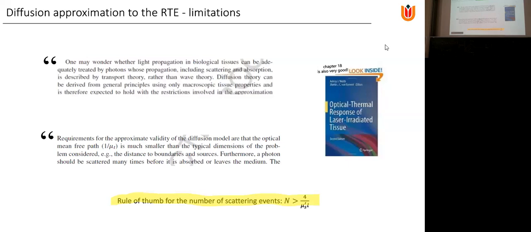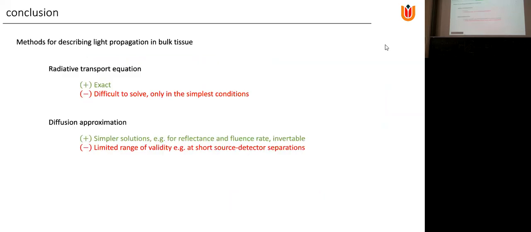When light diffuses, we said the diffusion is the limit of many small steps. If you have a number of scattering events, the rule of thumb is that if the number of scattering events that the photon has experienced is larger than the ratio 4 over mu s prime, that is, mu s times (1 minus g) times the length, then you can consider the direction to be randomized. From a practical point of view, let's look at the conclusion.